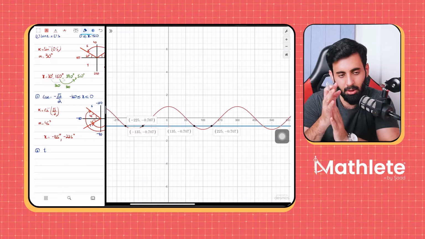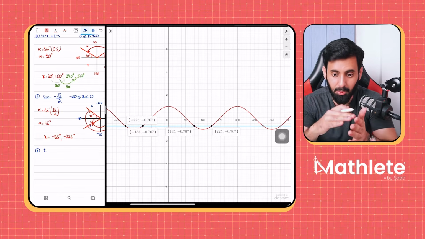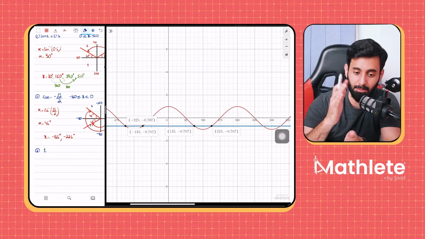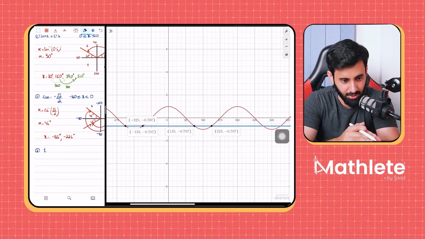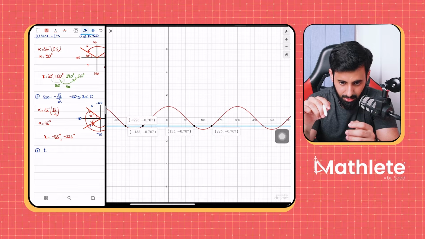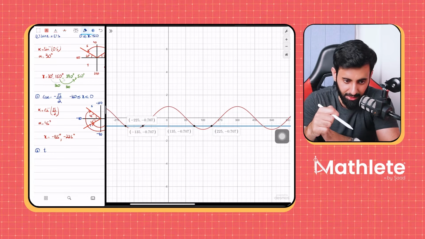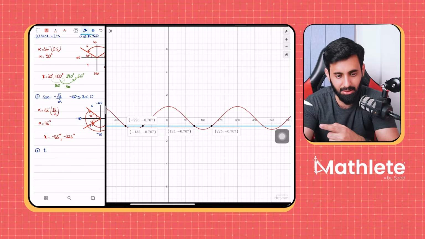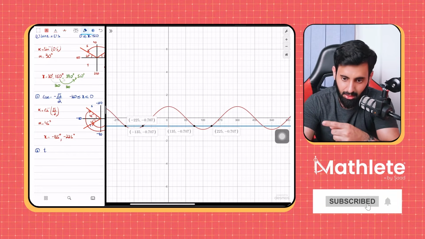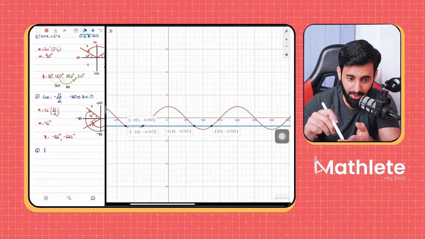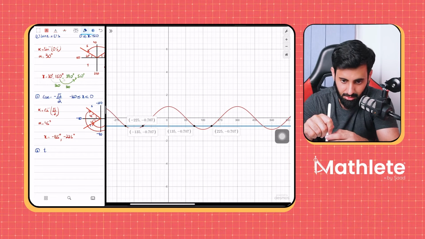So how do you go from one cycle to the next? You add 360. How do you come from one cycle to the cycle before that? You subtract 360. Is everyone getting my point? The main emphasis here is on adding 360 and subtracting 360. If you want to find out what the value is in the next cycle, you add 360. And if you want to find out what the value is in the cycle before that, you subtract 360.